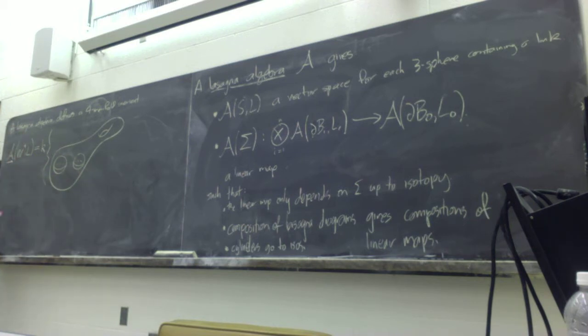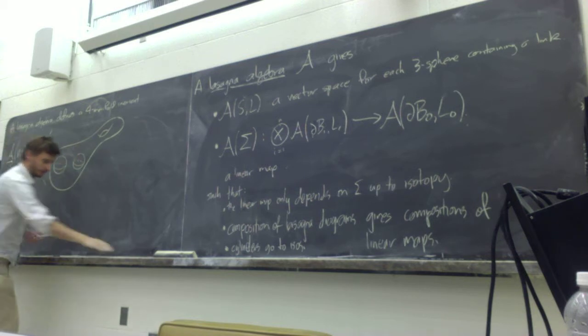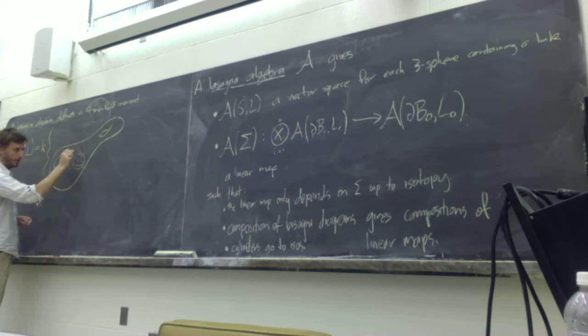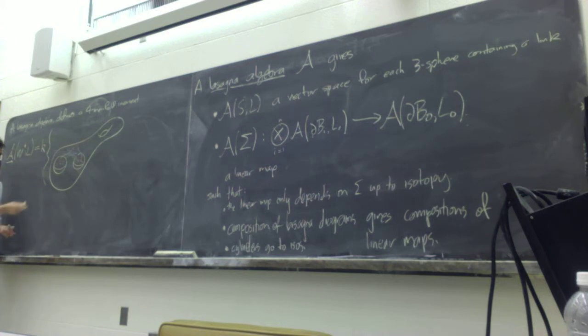In the complement, you draw a lasagna diagram. So in the complement, you draw some surface that meets the outer boundary in the fixed link and meets the inner balls in arbitrary links, possibly empty ones. And further, you label each of these balls you've cut out with an element x_i in the vector space that your lasagna algebra associates to that boundary sphere.